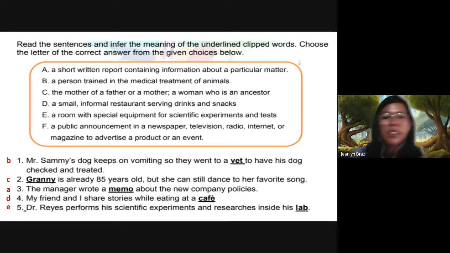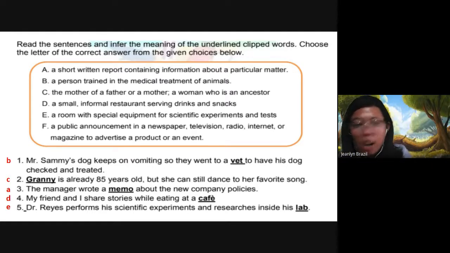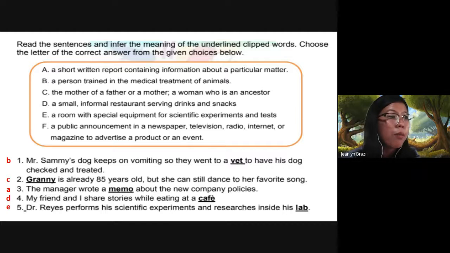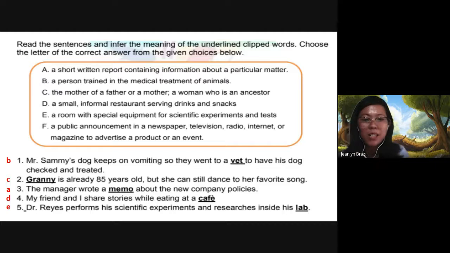1, 2, 3, 4, 5, 6, 7, 8. Eight. So eight got 5. 8 out of 9. How about you, Princess? Did you get 5? What number is that? 5 also? Okay, so 100%. 9 out of 9 got a perfect score. Congratulations, kids.